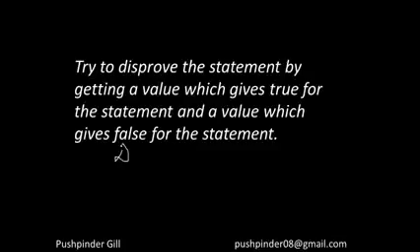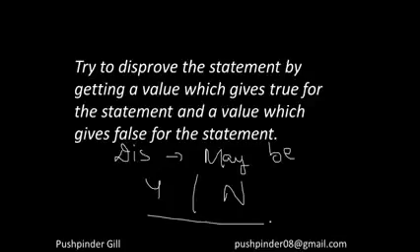So how can you disprove a statement? By getting a maybe. So how do you get a maybe? By getting a yes and getting a no. So once you have a yes as well as a no, that means the statement is maybe. If the statement is maybe, that means that statement is not sufficient at all.